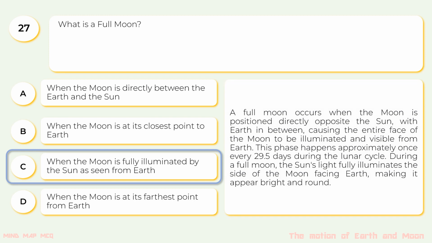A full moon occurs when the moon is positioned directly opposite the sun with earth in between, causing the entire face of the moon to be illuminated and visible from the earth. This phase happens approximately once every 29.5 days during the lunar cycle. During a full moon, the sun's light fully illuminates the side of the moon facing the earth, making it appear bright and round.